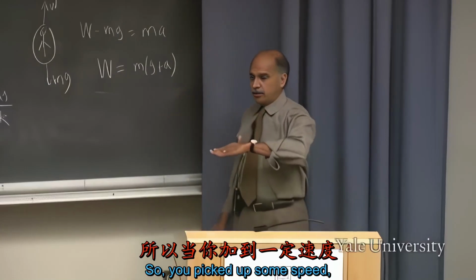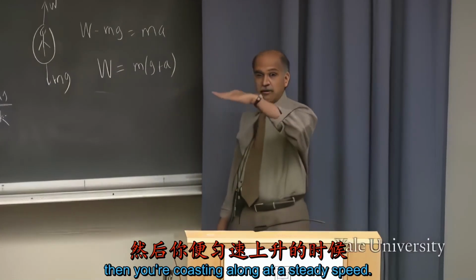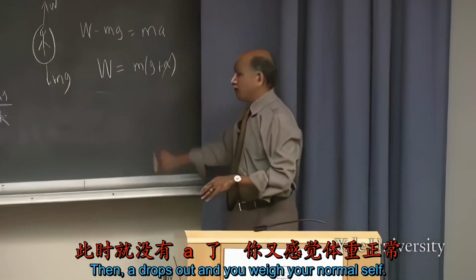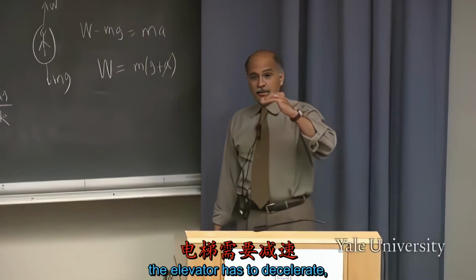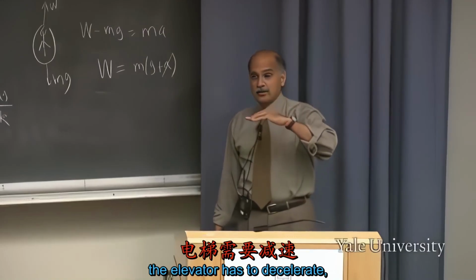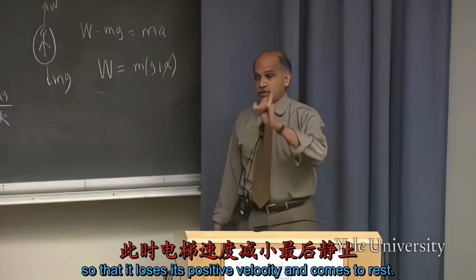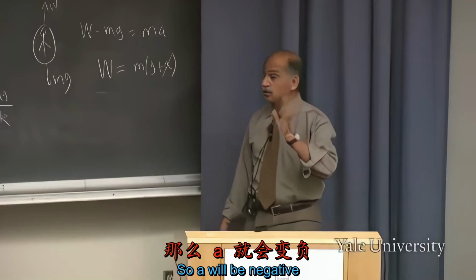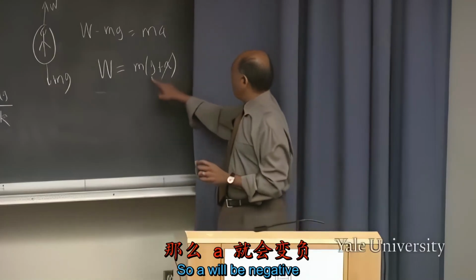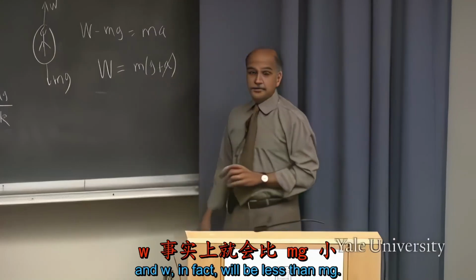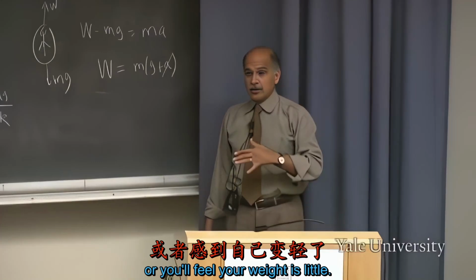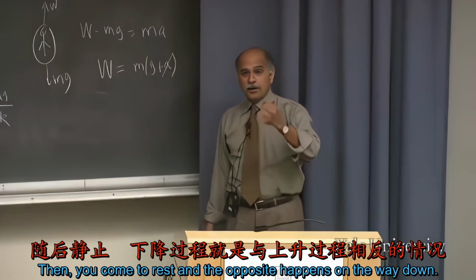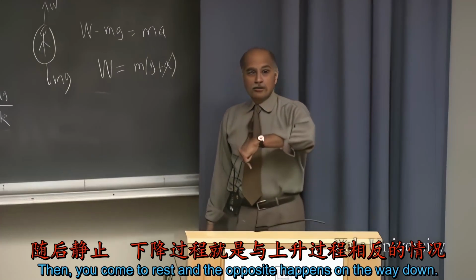So you picked up some speed, then you're coasting along at a steady speed, then a drops out, and you weigh your normal self. As you come to the top of the building, the elevator has to decelerate so that it loses its positive velocity and comes to rest. So a will be negative, and W in fact will be less than mg. So you will feel weightless for a short time, or you will feel your weight is little, then you come to rest. Then the opposite happens on the way down.